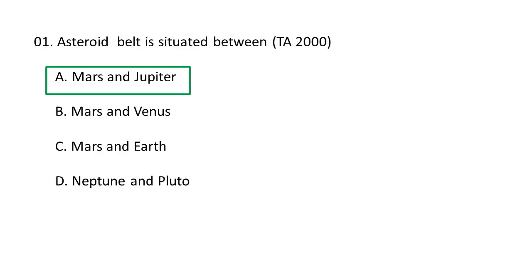The asteroid belt is a torus-shaped region in our solar system that contains millions of asteroids, and the asteroids are irregularly shaped and range in size from dust grains to objects as large as Mount Everest. And the largest asteroid in the belt is Ceres, which is about 1/4 of the size of the moon. So, asteroid belt is situated between Mars and Jupiter. A is the correct option.